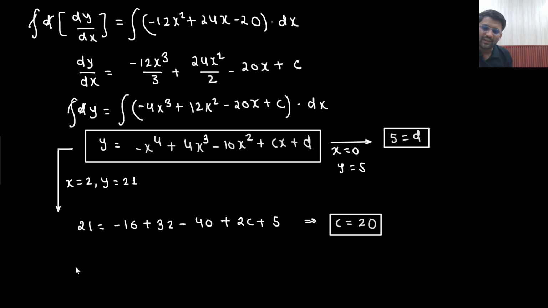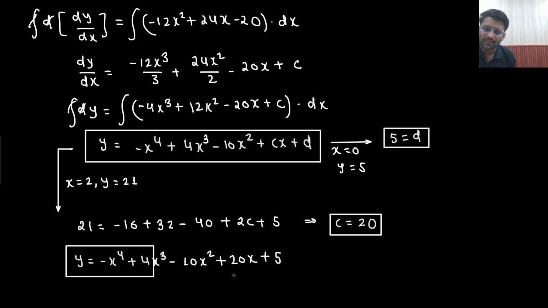So what is the value of y we are getting? The value of y we are getting is minus x to the power 4 plus 4x cube minus 10x square plus 20x plus 5. This is the value of y we are getting.